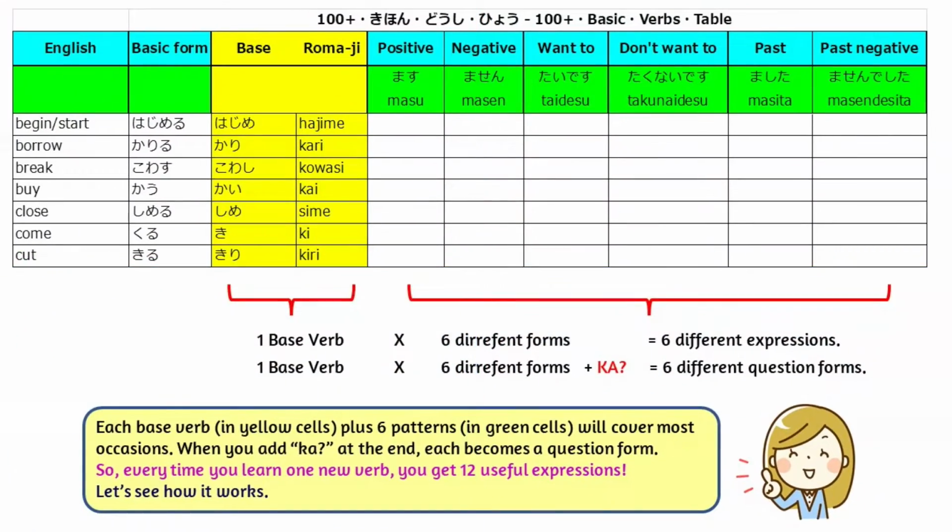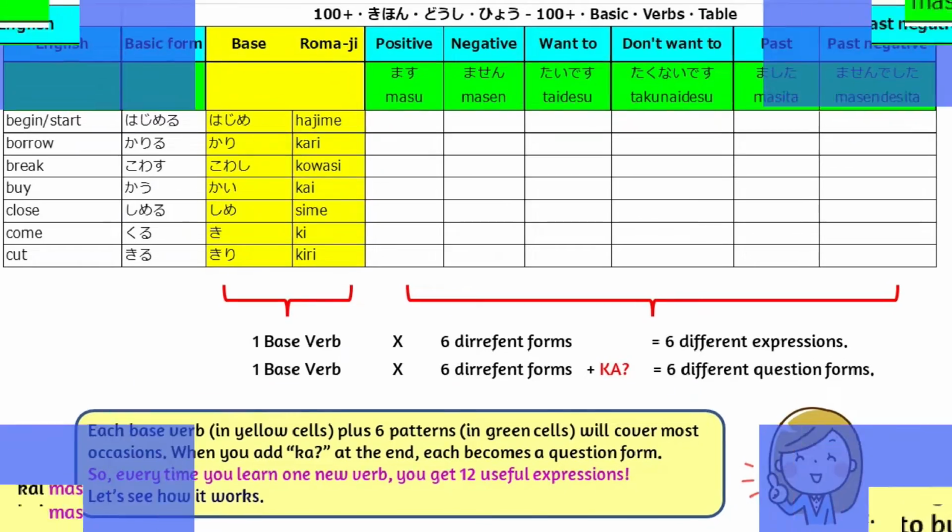Each base verb in yellow cells, plus 6 patterns in green cells will cover most occasions. When you add か at the end, each becomes a question form. So every time you learn one new verb, you get 12 useful expressions. Let's see how it works.